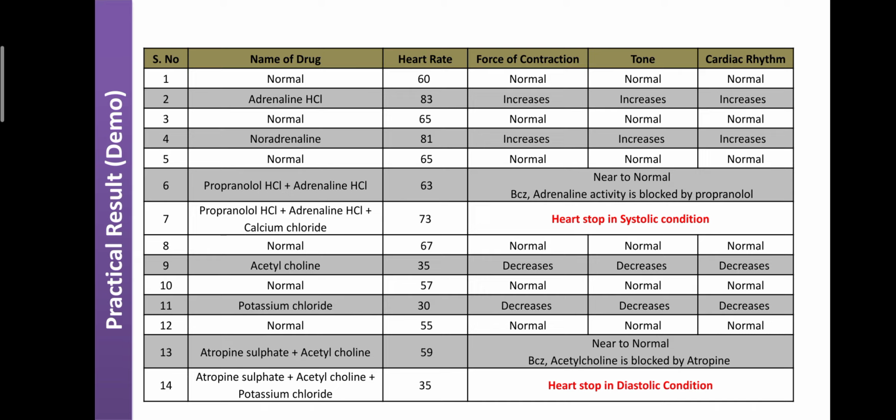First, you record the normal heart rate, where the heart rate is 60, and all responses regarding force of contraction, tone and cardiac rhythm are normal. After that, administer adrenaline hydrochloride, 0.2, and note down the heart rate increases to about 83, then force of contraction increases, tone increases and cardiac rhythm also increases. After that, wash, then record the normal responses, 65, remaining responses normal. Then administer noradrenaline and record responses. The heart rate increases to 81 and force of contraction, tone and cardiac rhythm increase. Then record the normal responses, where the heart rate is 65 and responses are normal.